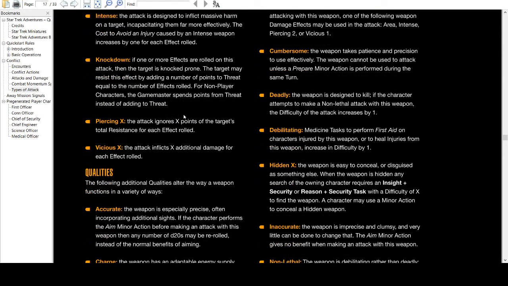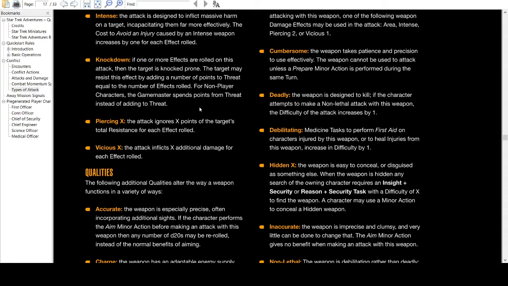Alright, piercing. The attack ignores X points of the target's total resistance for each effect rolled. Alright, so piercing is not a fixed number that automatically overcomes resistance. It has to be an effect that has to be rolled. So that's fine. Vicious is quite the opposite. The attack inflicts X additional damage for each effect rolled.